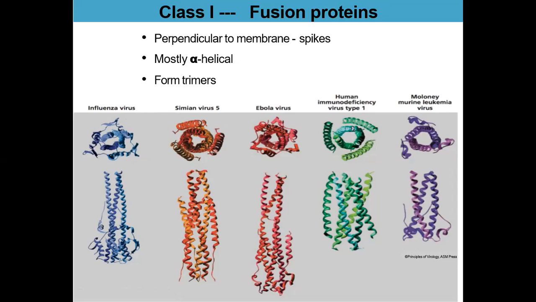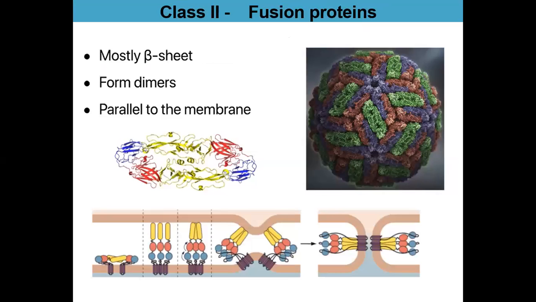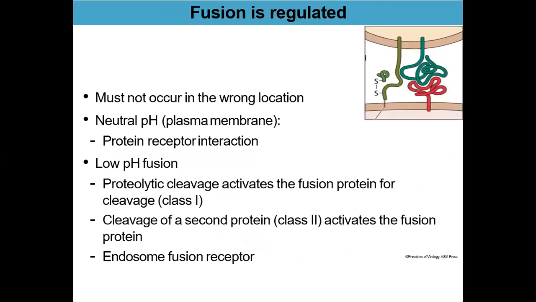Because the class 2 fusion peptides are mostly beta-pleated sheets, they form dimers, and they are parallel to the membrane. So they will have less opportunity to go inside the cells. They can go, they will go, but the viruses having class 1 fusion protein will have more opportunity, more facility for the fusion.